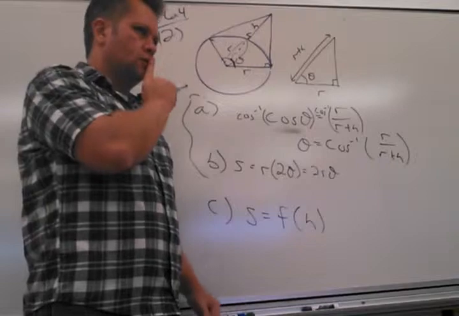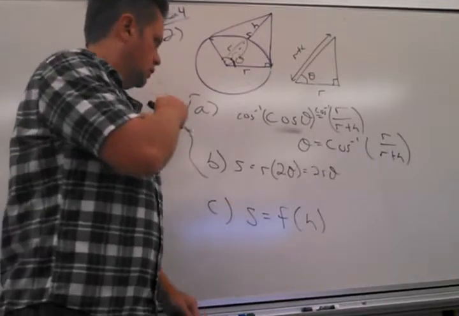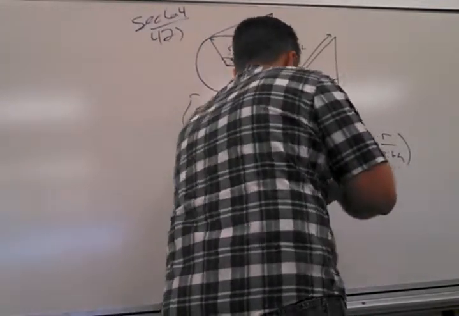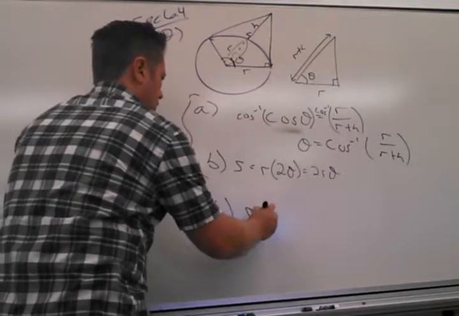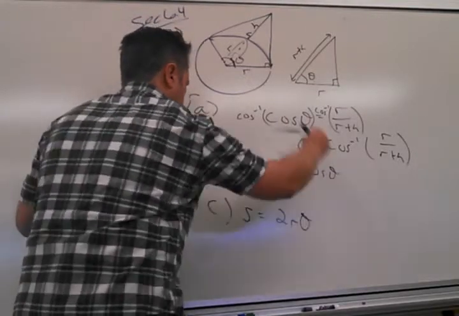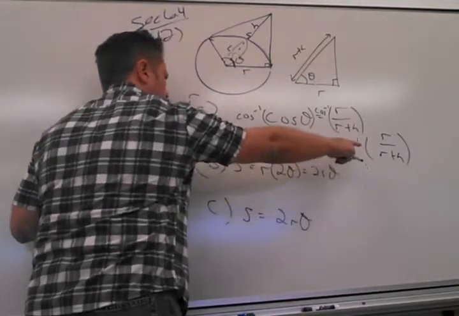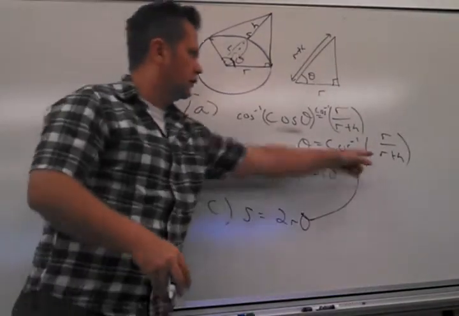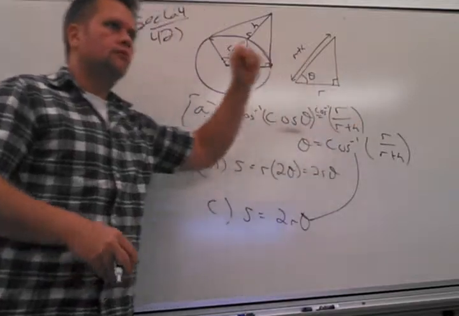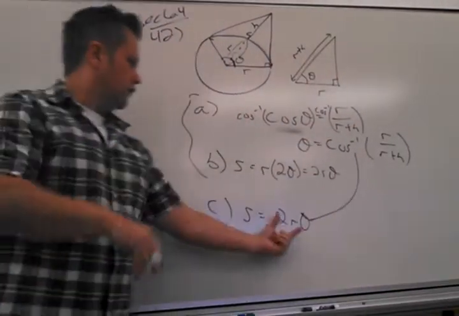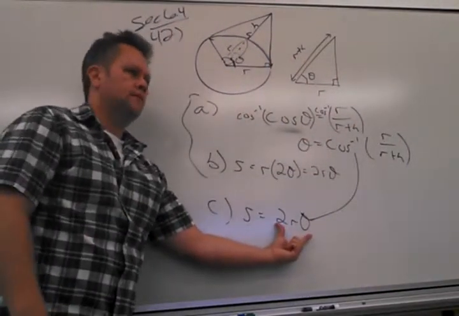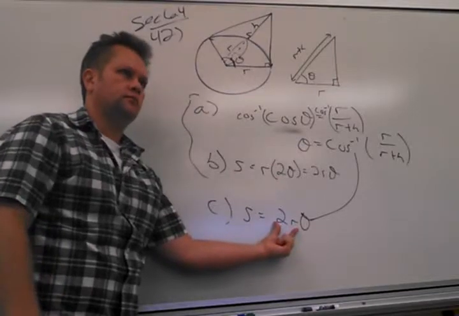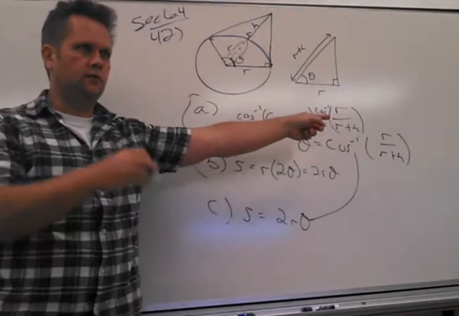So as far as the C part, making S a function of H, that's the question. Now we know S is twice R theta, and we know that theta is that. So just plug that in. And now S would be a function of H. The function is 2R theta, so 2R's got to be there. And then I just replace theta with what it is.